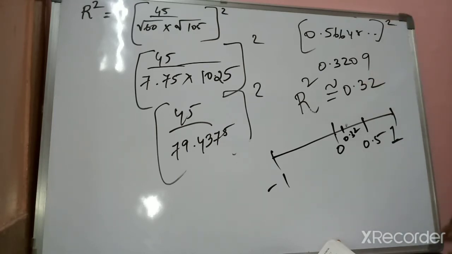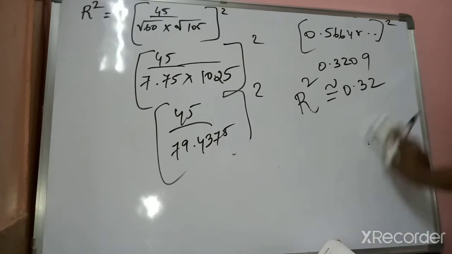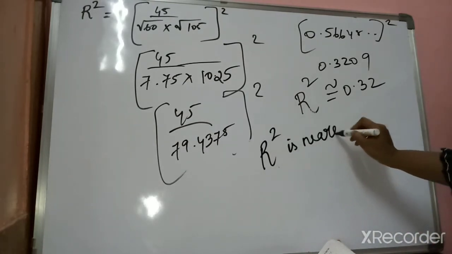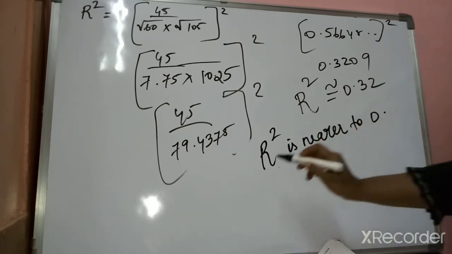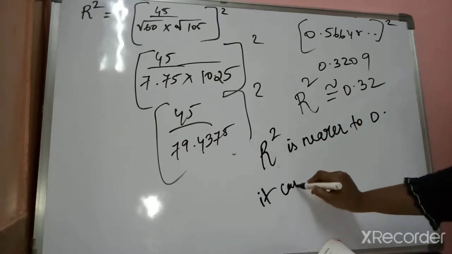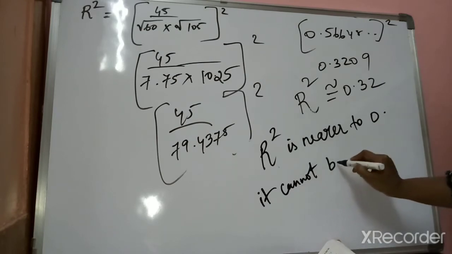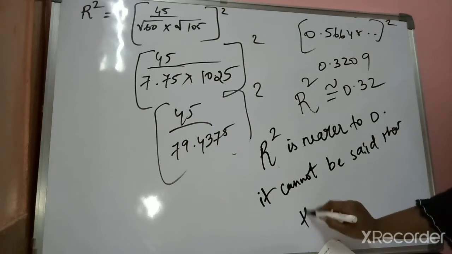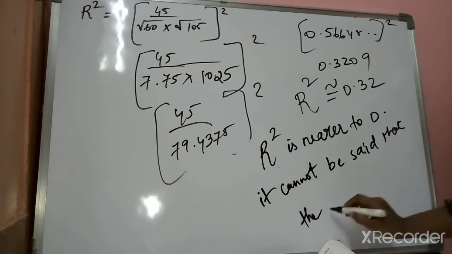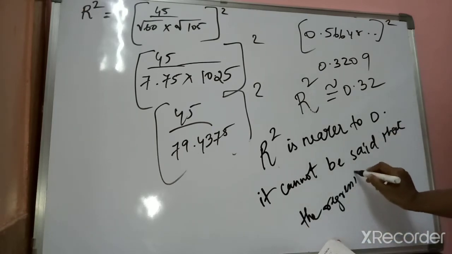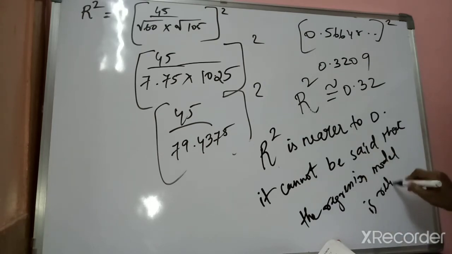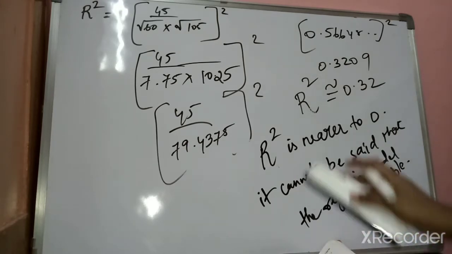So you have to write it like this, capital R square is nearer to 0. So it cannot be said that the regression model is reliable. Clear? So I hope this is clear to you.